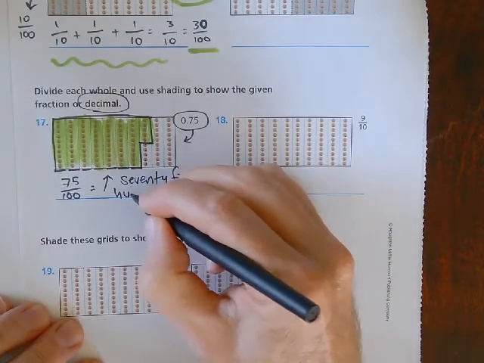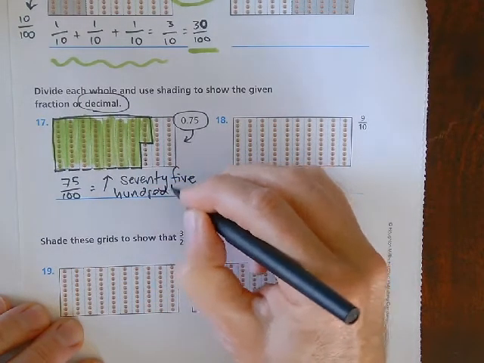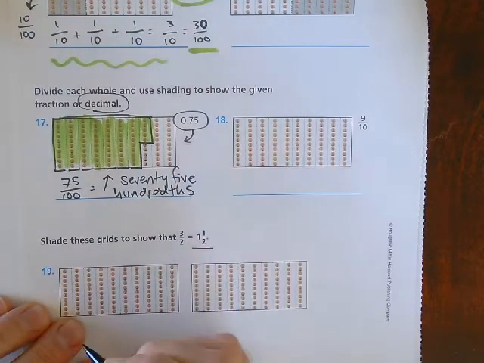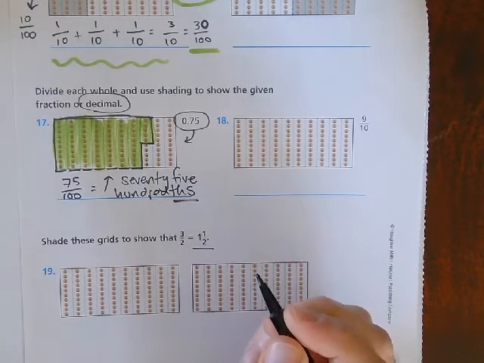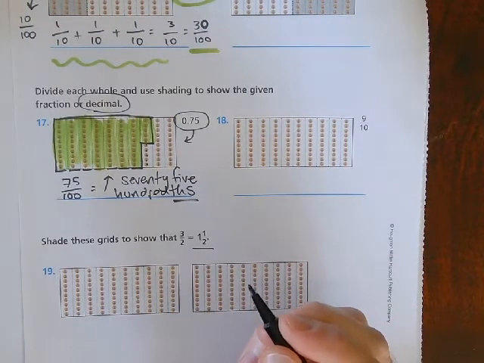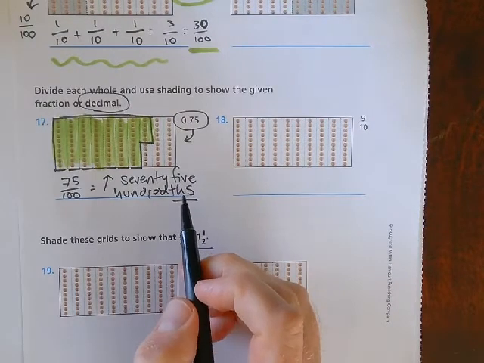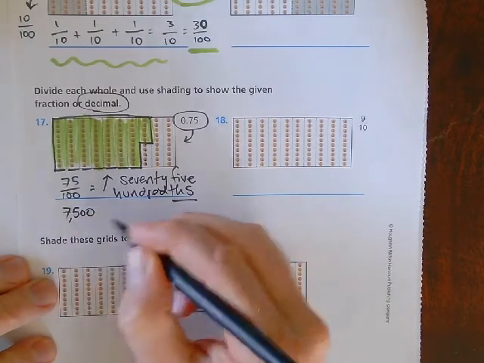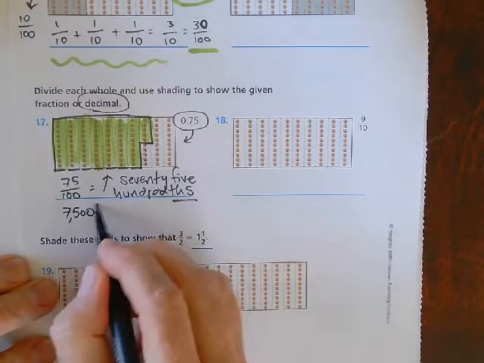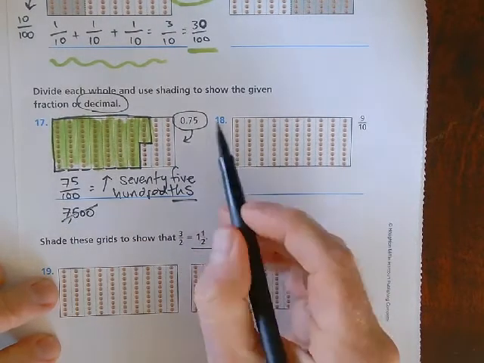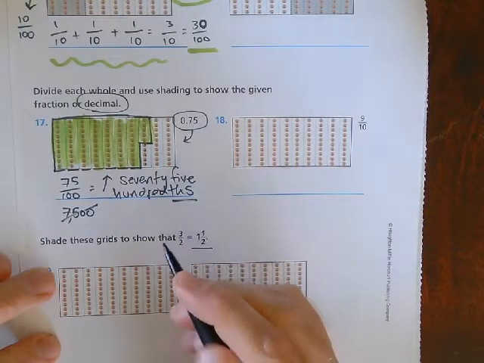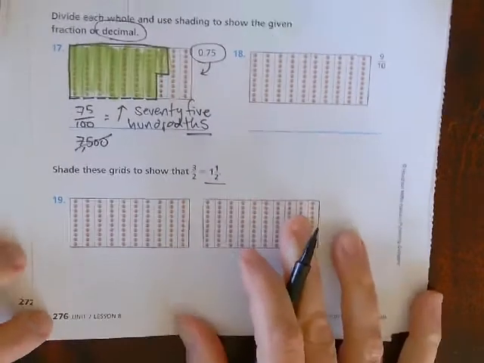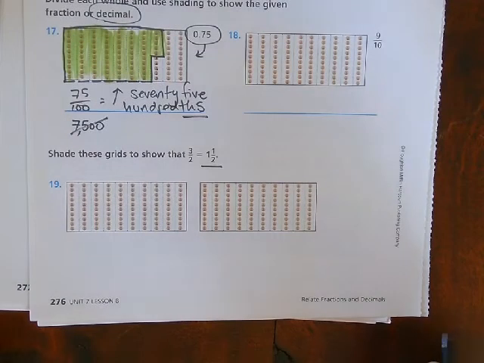75 hundredths. Hundredths. This is important when talking with other people. If it's 7,500, that's 7,500, but that's not what we're talking about. We're talking about 75 hundredths, smaller than 1.